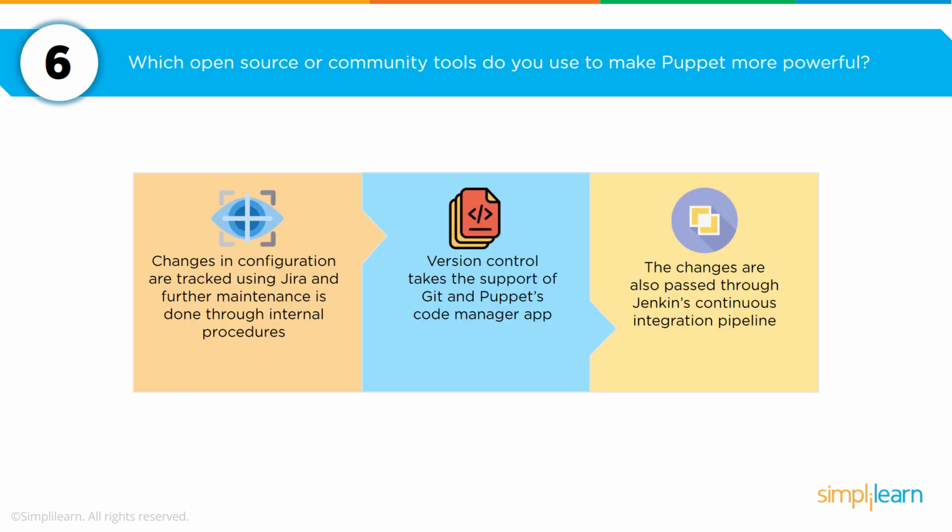Which open source or community tools do you use to make Puppet more powerful? Essentially this question is asking you to look beyond the core foundation of Puppet itself. The 3 options you have are being able to track configurations with Jira, which you should be doing anyway, but it's a great way to clearly communicate the work that's being done with Puppet. Version control can be extended with Git, and then the changes should be passed through Jenkins. So the 3 tools you want to be looking at: integration with Jira, Git, and Jenkins.